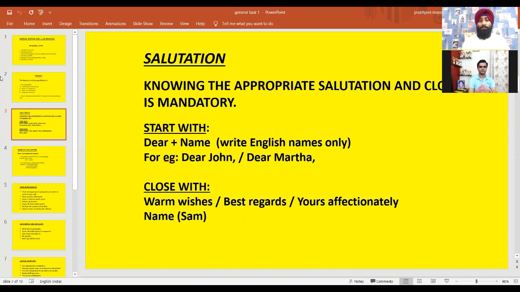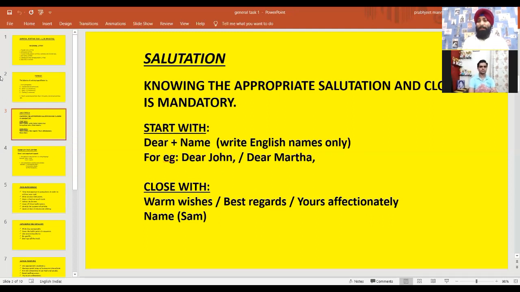See, now you need to have the proper salutations, because knowing the appropriate salutation is mandatory. Okay, what is the closing? What is the salutation part? So you can begin your letter with Dear plus name. And let me tell you a fact that you need to write only English names. You cannot write your name which belongs to your native place. Like Dear John, Dear Martha, and you must close your letter with warm wishes or best regards or yours affectionately. Which one suits the best according to your letter? And yes, you have to mention all your.